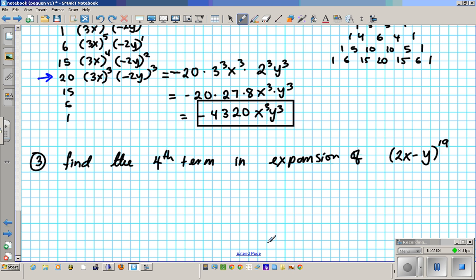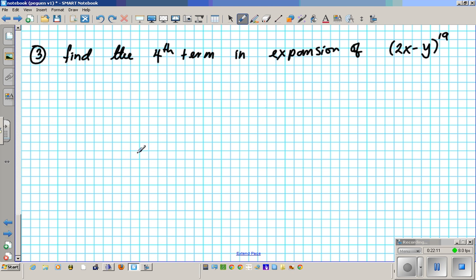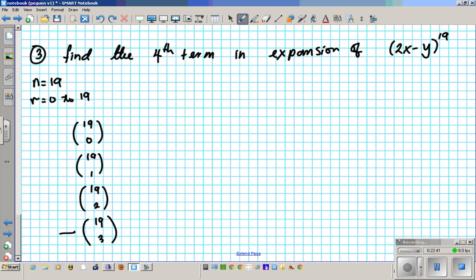Okay, so to do this one, we know that n is 19. r is going to go from 0 all the way to 19, but we need the fourth term, so we're going to stop at 3. So the first term is going to be 19 choose 0. The second term is going to be 19 choose 1. Third term is going to be 19 choose 2. Fourth term, which is what we want, is 19 choose 3. So this is our target. This is the one we want.